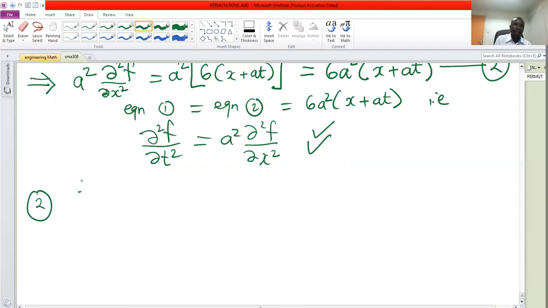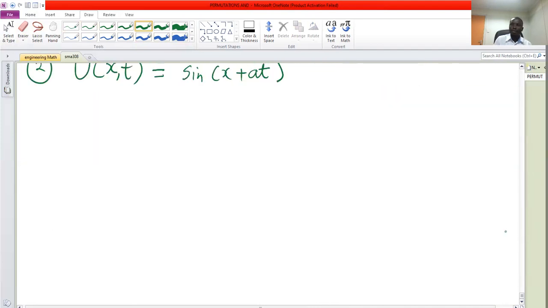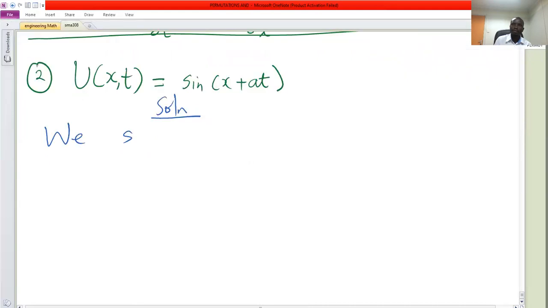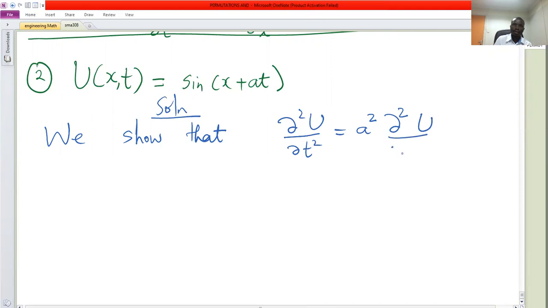Example 2: if we have, let's use u instead of f, u of x comma t given by sine of (x plus at). So for this one, solution: we show that partial squared u partial t squared equals a squared partial squared u partial x squared.